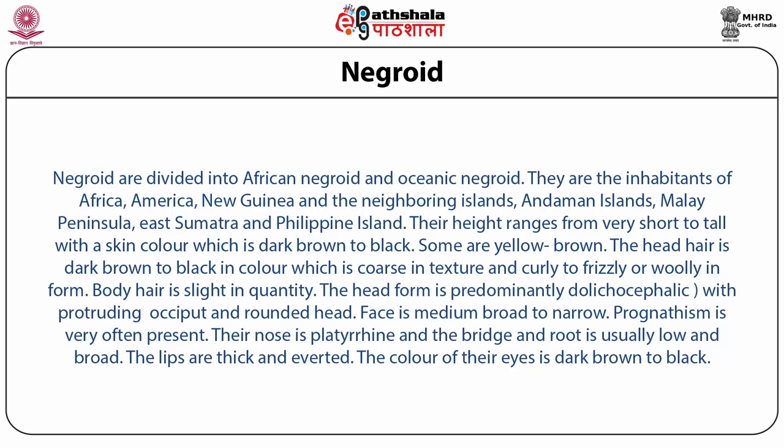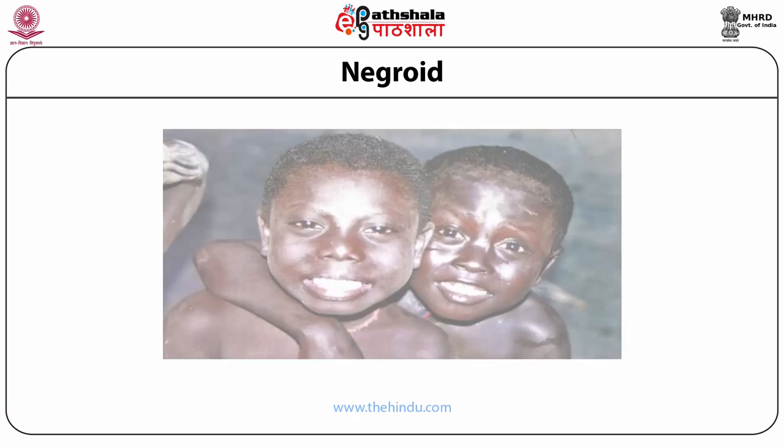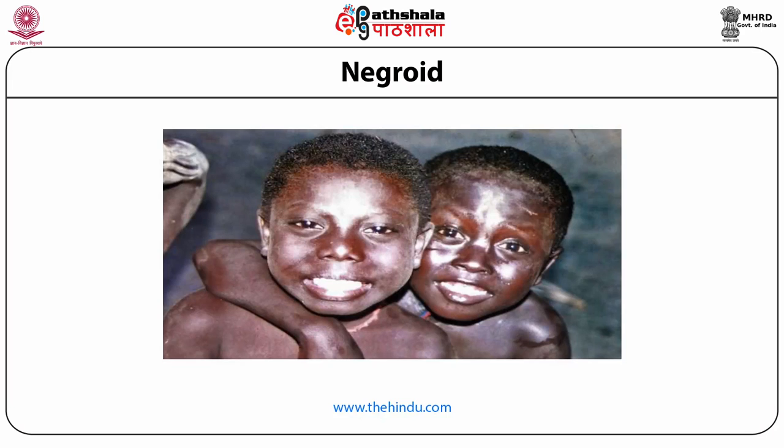Some are yellow brown. Their height ranges from very short to tall with a skin color which is dark brown or black. Some of them are even yellowish brownish. The head hair is dark brown to black in color, which is coarse in texture and curly to frizzy or woolly in form. Body hair is slight in quantity.